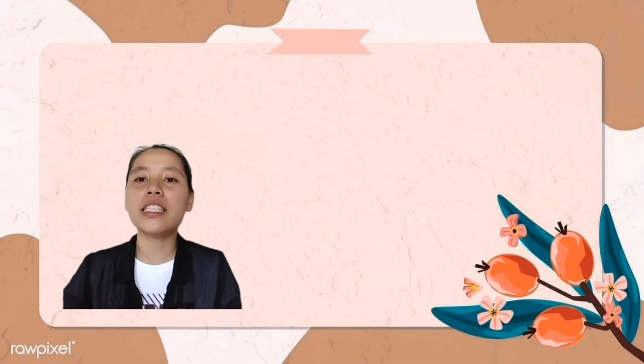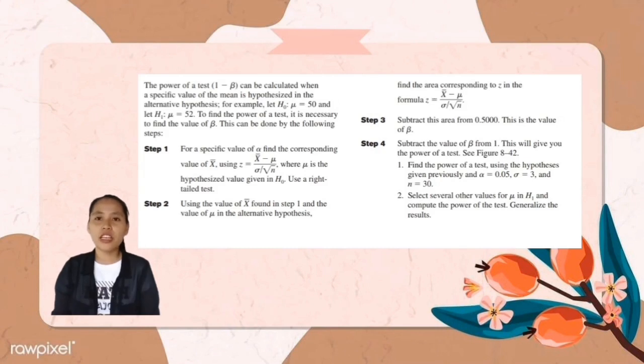The power of a test depends on the probability of committing a type 2 error, and since beta is not easily computed, the power of a test cannot be easily computed. The power of a test can be calculated when a specific value of the mean is hypothesized in the alternative hypothesis. For example, let the null hypothesis be mu equal to 50 and let the alternative hypothesis be mu equal to 52. To find the power of a test, it is necessary to find the value of beta. This can be done by the following steps.